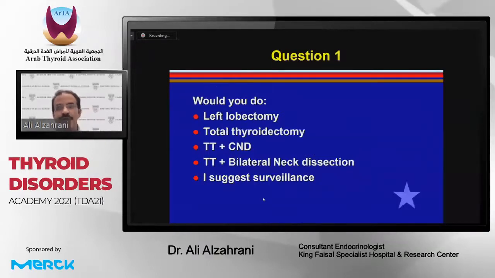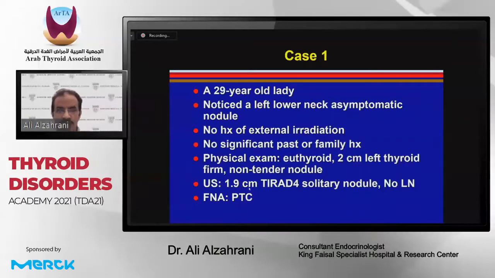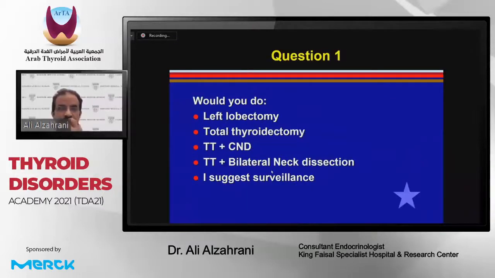So again, to keep you alert and interactive, would you do a left lobectomy in this young woman with these features? Just one nodule on the left side. Would you do a left lobectomy, a total thyroidectomy and central neck dissection, a total thyroidectomy and bilateral neck dissection, or would you suggest surveillance?